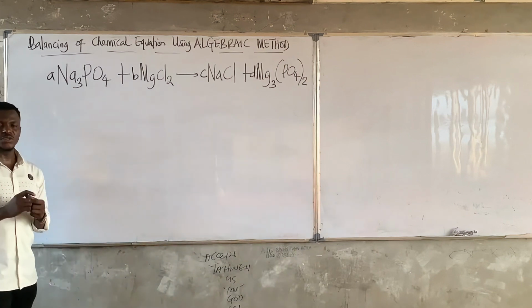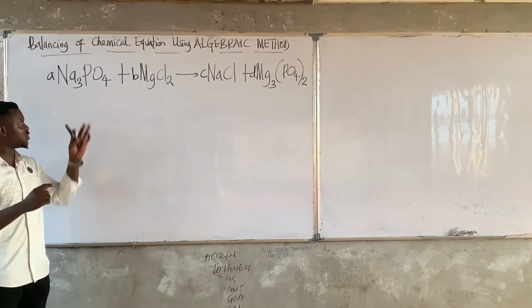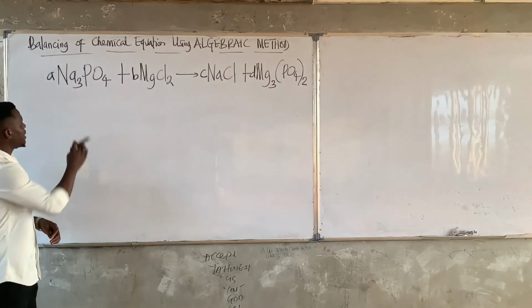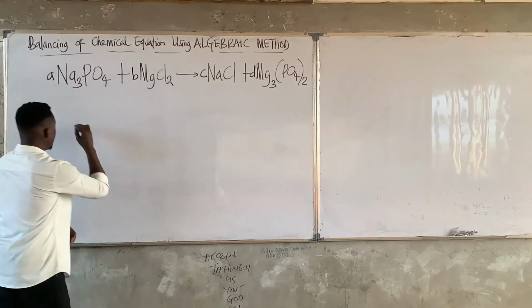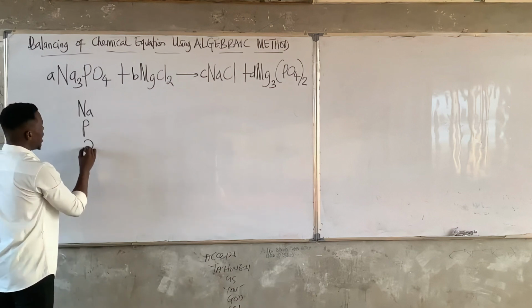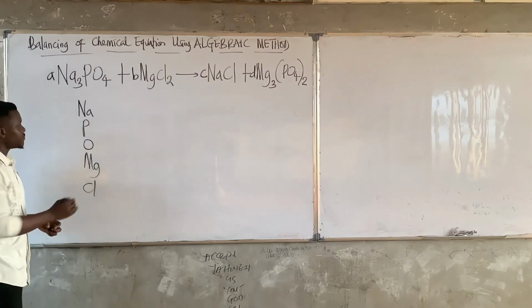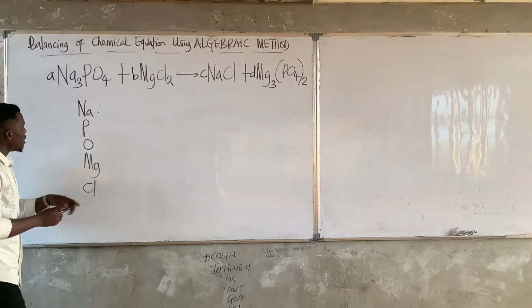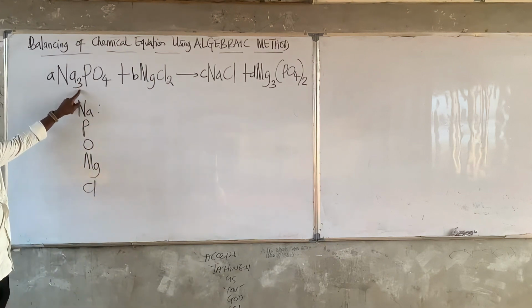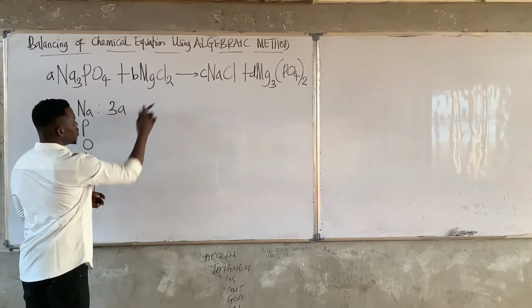Now step number 2 is for us to write a balanced equation in terms of each of these elements. How many elements do we have here? We have sodium, phosphorus, oxygen, magnesium, and chlorine. How many sodium can you see here? This is 3. 3 times A is 3A. There is no sodium here.